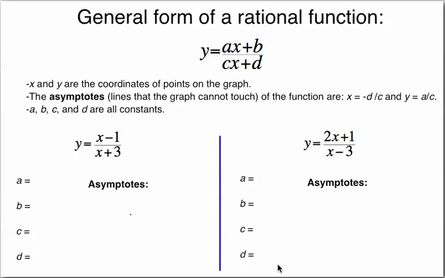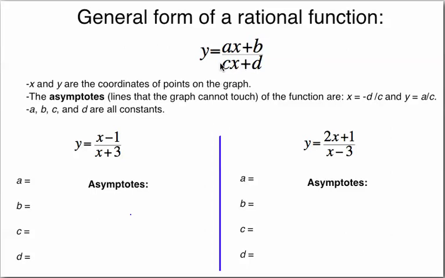Hi guys, and welcome to analyzing the general form of a rational function that looks like y equals ax plus b over cx plus d. If you have been looking at the other rational function videos, you'll notice there are a couple of differences. One big difference is that in this form of the equation, you have an x on top. The other difference is that there's nothing added on after the fraction. Those are really the big main differences.